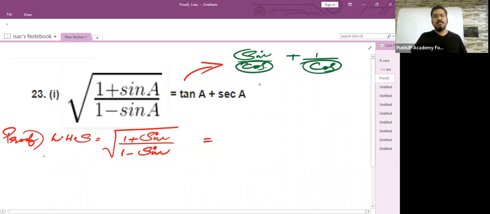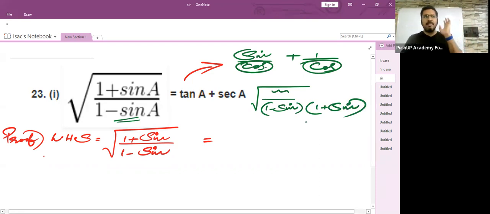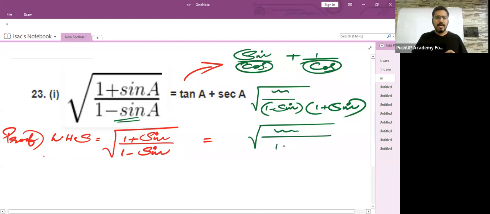Now, how can I get this cos in the denominator? Look at the left hand side. You have square root of something divided by 1 minus sine, isn't it? If I multiply the denominator with 1 plus sine, just look at the denominator part, not the numerator, what am I going to get? Something divided by 1 minus sine square. Agreed? A minus b into a plus b.